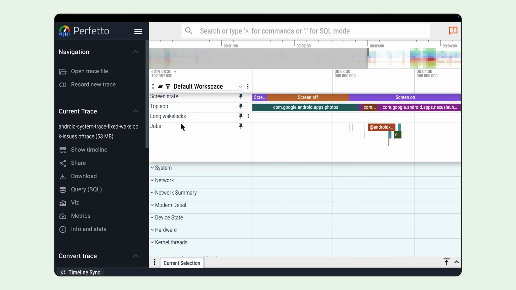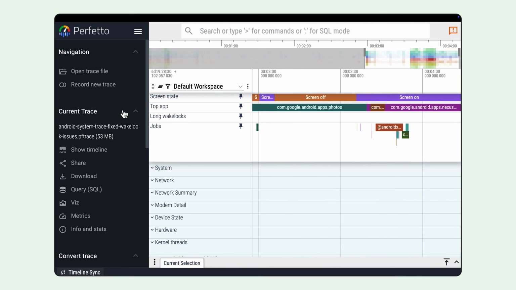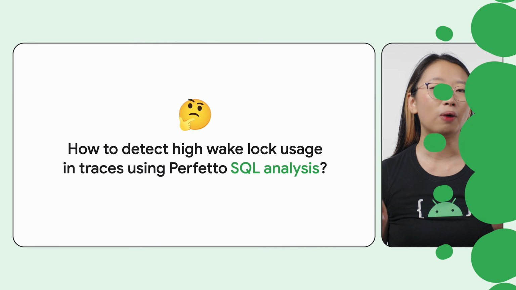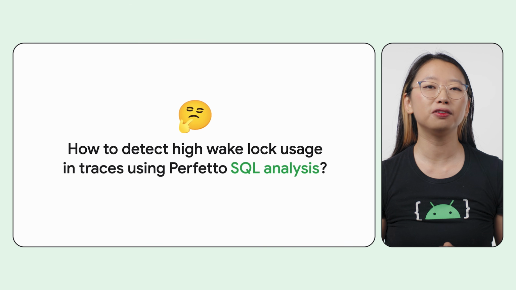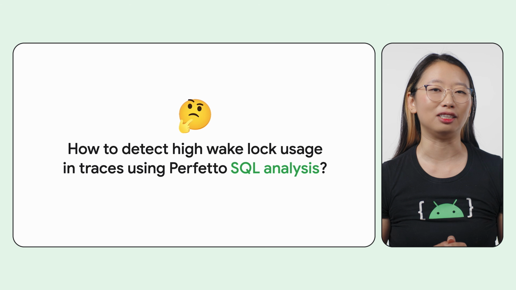By introducing these new optimizations, I made some great improvements to my app's wake lock usage. Here's what the system trace of my app looks like with the optimizations. We see a lot fewer wake lock blocks. While using the Perfetto UI is helpful to visualize wake lock information, it isn't scalable if I collected many traces.